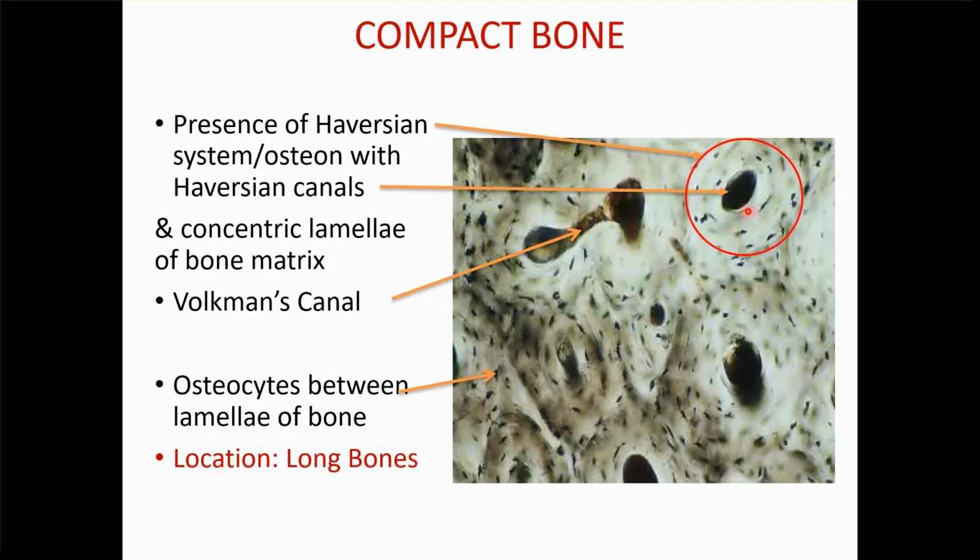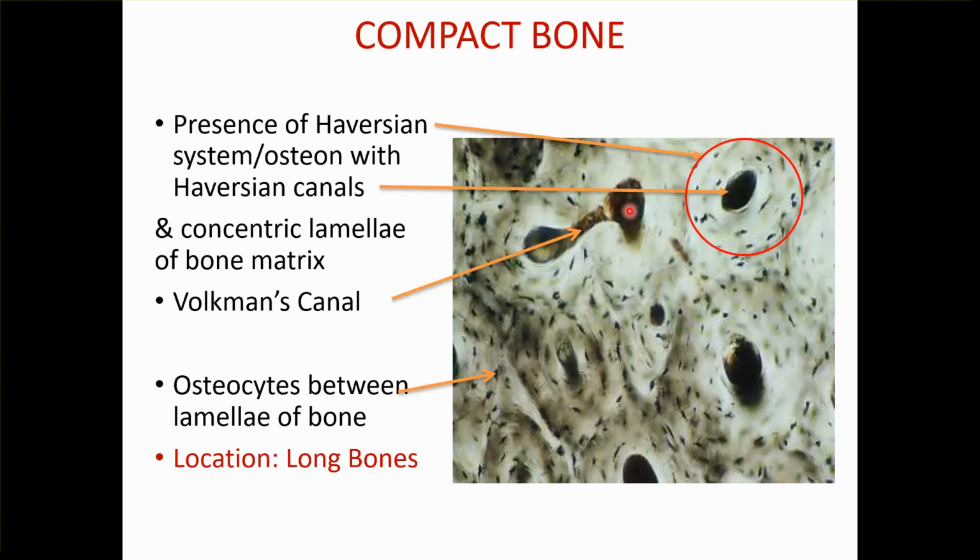Here again we can see another osteon. This is a Haversian canal, and these are the concentric lamellae of bony matrix of bone, okay. And this entire circle, if I call it, is the Haversian system. Another name is osteon: Haversian system or osteon. So the Haversian system consists of the Haversian canal and the concentric lamellae of bony matrix, okay.